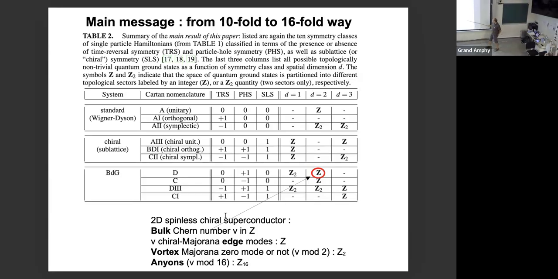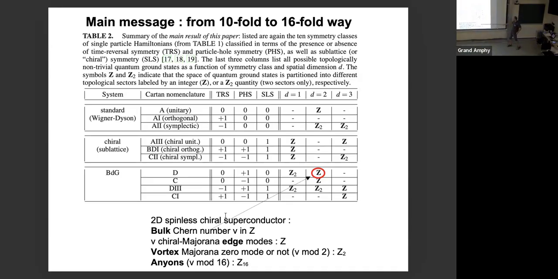Here, I will focus on one of the BdG classes, the classes that describe superconductors. In 2D, it will be without time reversal symmetry, but with built-in particle-hole symmetry, because it's a BdG type Hamiltonian. And since we are in 2D, the prediction in this table is that there is a topological invariant which is an integer. So the bulk of these 2D spinless superconductors is characterized by some integer.